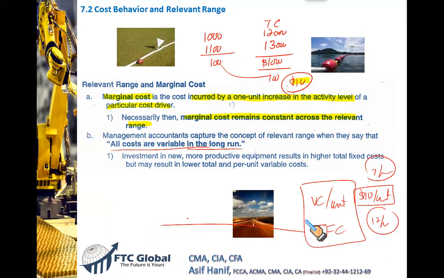Similarly, your total fixed cost, maybe it is $1 million for this short run, maybe for 1 year or 6 months. But after 1 year, this could go up, this could go down. So everything is variable in the long run. That's why it says all costs are variable in the long run, right? So that's the idea.